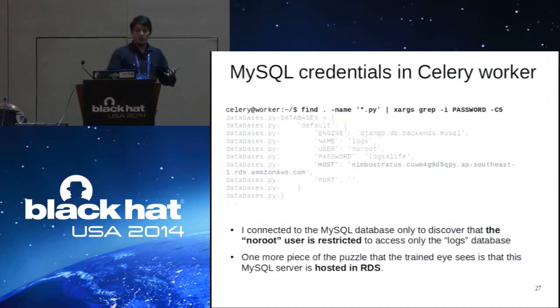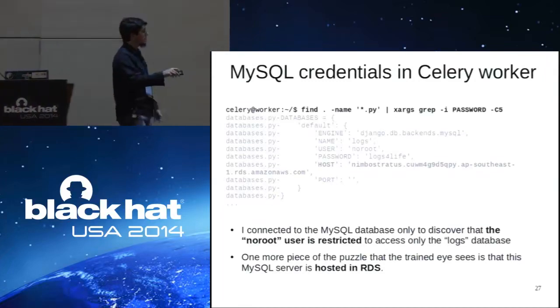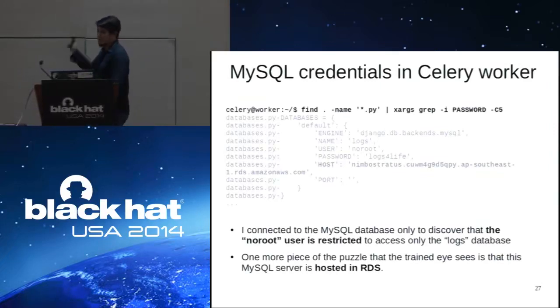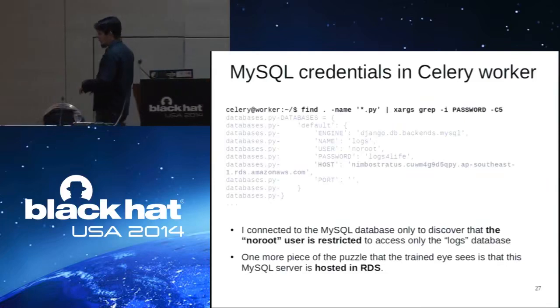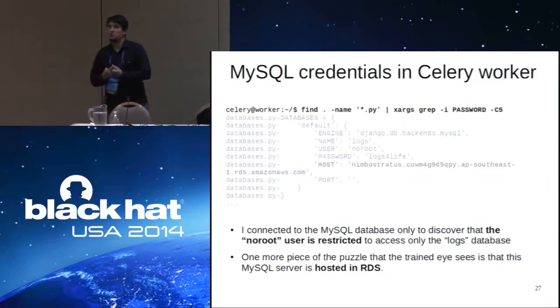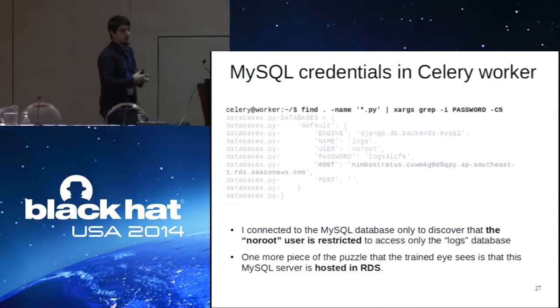And how did I know that? Because if you take a look at the configuration for this worker, it says that the host where this MySQL database is, says something like yada yada yada .rds.amazonaws.com. That means that the MySQL database is part of something called RDS. RDS is a managed database that Amazon provides.